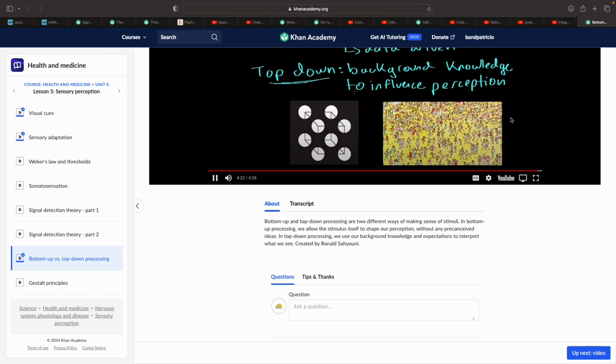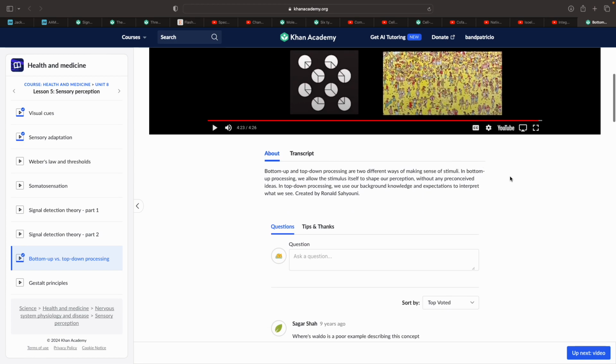Okay, let's look at the difference. He's saying with bottom up, you're just looking at these people, but with background knowledge, with top down, you have a goal and you find Waldo. But back to my point, induction.